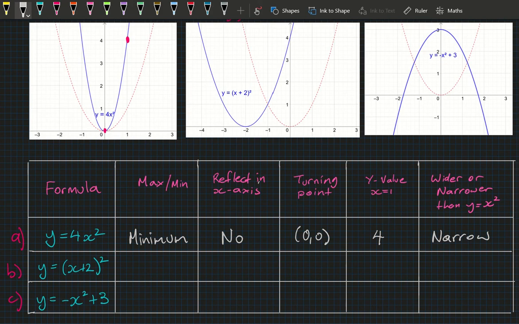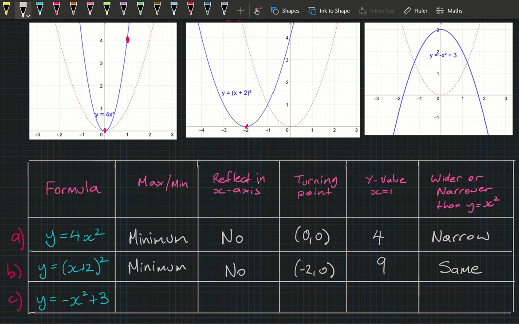All right, let's look at the next one, (x + 2) squared. So is it a maximum or minimum? Well, it's a minimum. Is it reflected in the x-axis? No, it's positive. What is the turning point? Well, let me mark that in. And there you can see the x value is -2 and the y value is 0. And when x equals 1, that's off the graph. So (1 + 2) squared is 3 squared, so it has to equal 9. Is it wider or narrower? Well, there's no a value, there's nothing multiplying the x squared, so it's actually the same.